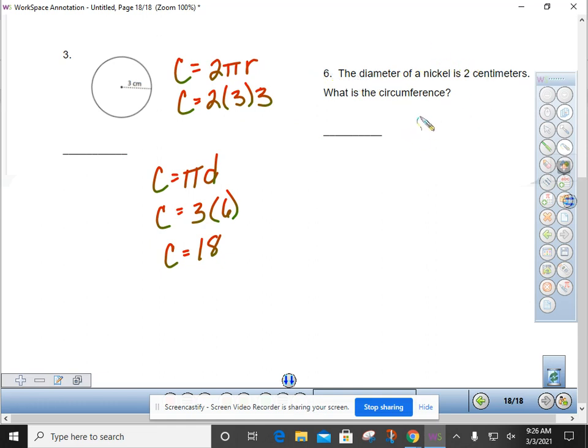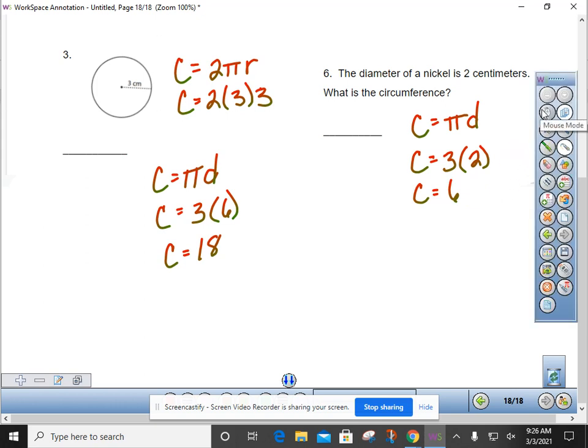Number 6, the diameter of a nickel is 2 centimeters. What is the circumference? C equals pi d. Every single time, write the formula. C equals, what do we use for pi? 3. Times what is the diameter? 2. What is the circumference? 6. That's the answer.